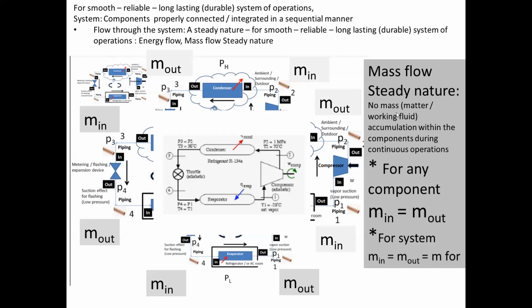But for this system, example, compressor M out, or the mass out, or the refrigerant out, is the condenser refrigerant in. So this M in, M out should be same. So this M out, M in should be same as the M in, M out here. So M in, M out same, M out, M in same, M in, M out same, M out, M in same. And finally, you can notice that for the system.